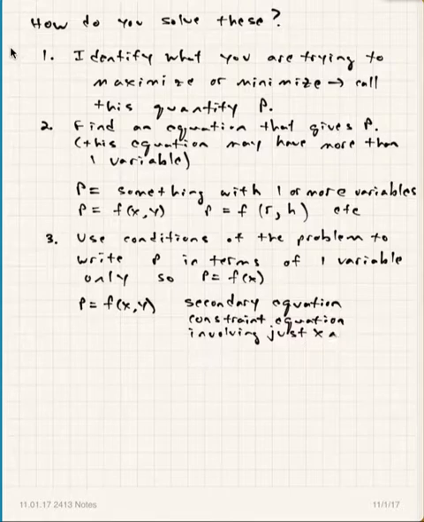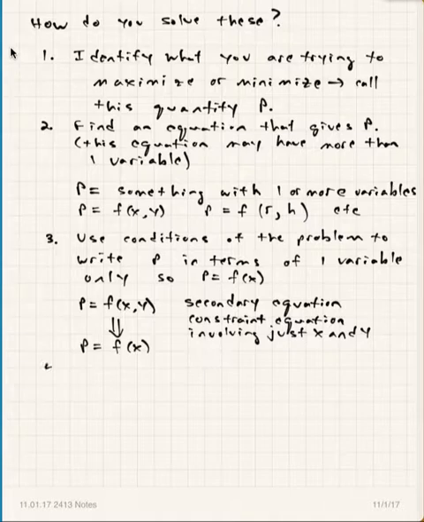And so that secondary equation that relates X and Y to each other can be used to take a function of X and Y and rewrite it just as a function of X. So you're trying to connect X and Y to each other somehow so that you can go from a function of two variables to a function just of one variable.